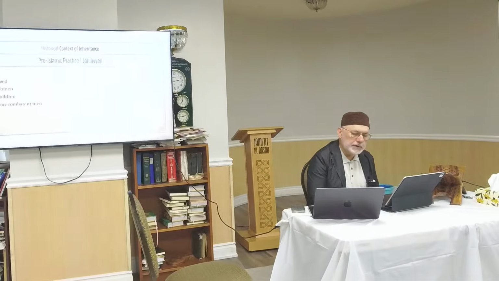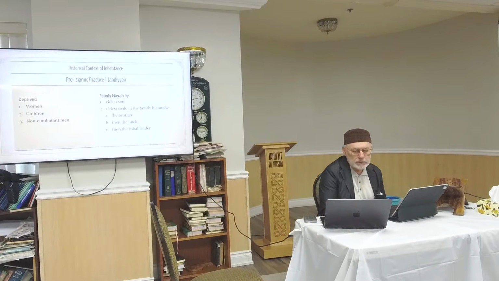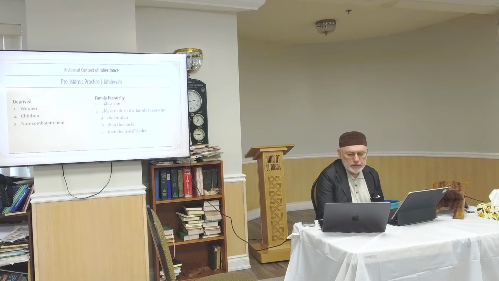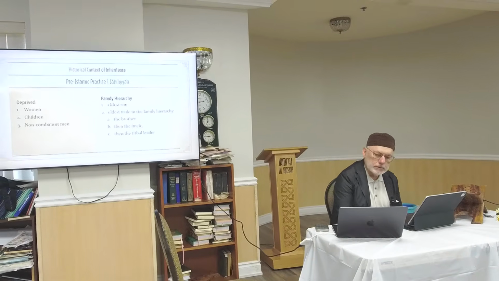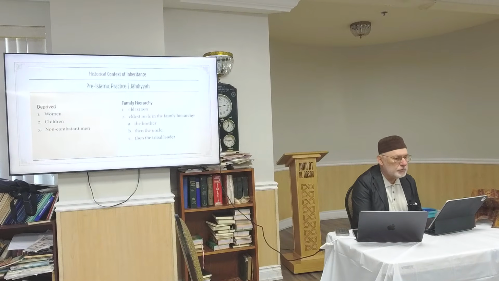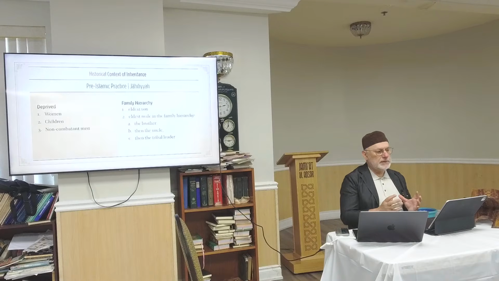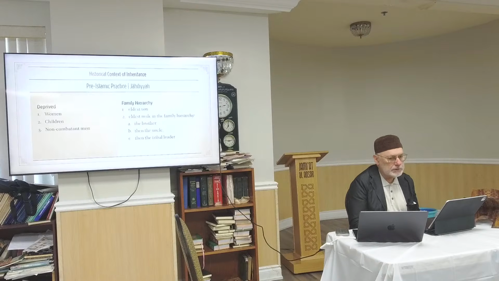So if that's the case, some people will be deprived, and those deprived are usually women, children, and non-combatant men. The inheritance goes to someone in the family hierarchy, like the eldest son, or the eldest male such as the brother, then the uncle, then the tribal leader. It's one person. They thought that consolidating the inheritance in the hands of one person would maintain the tribe's strength, or the family's strength. And then Islam came.